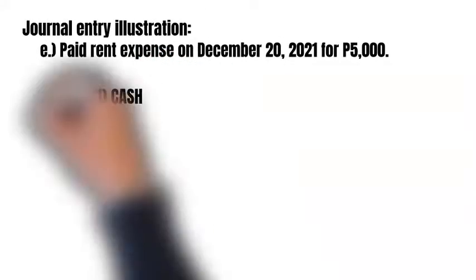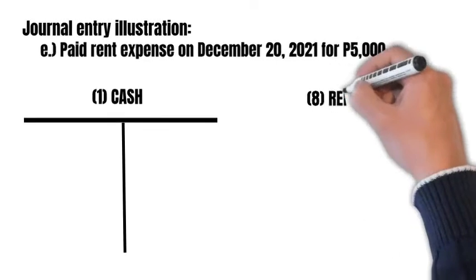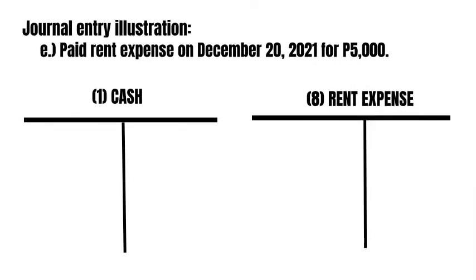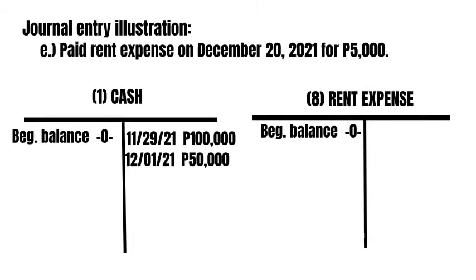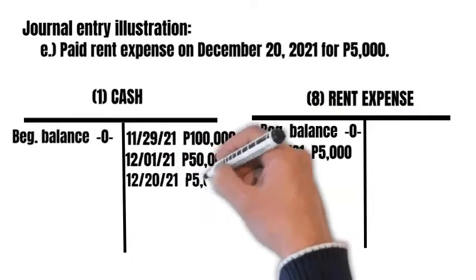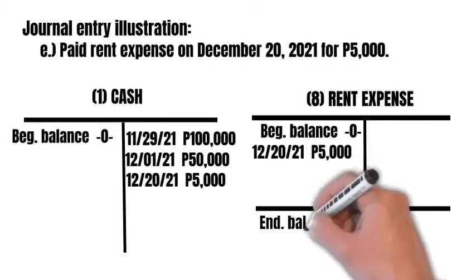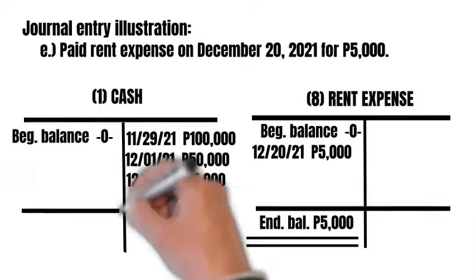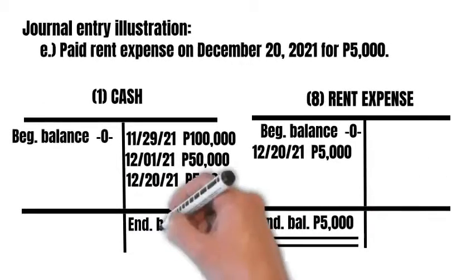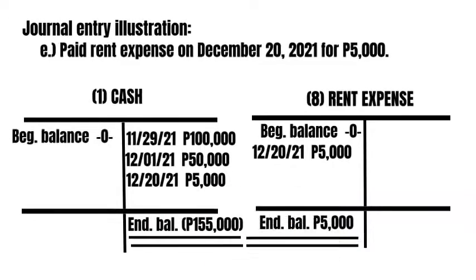Cash. Rent expense. Beginning balances. Debit rent expense 5,000 pesos. Credit cash 5,000 pesos. Rent expense ending balance 5,000 pesos. Cash ending balance negative 155,000 pesos.